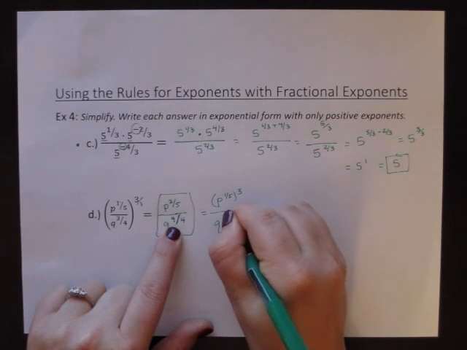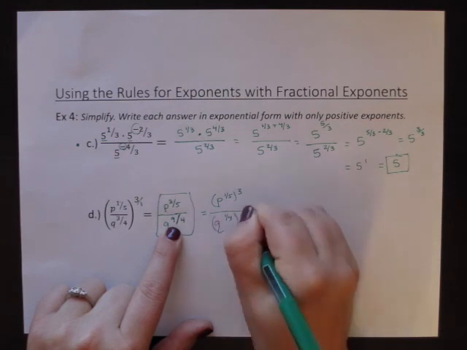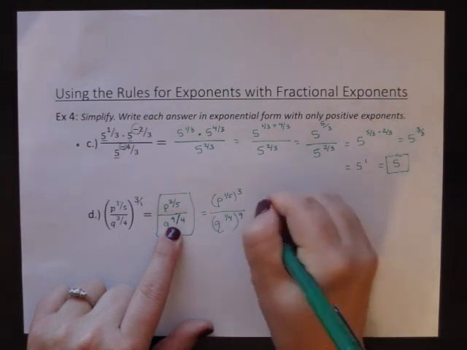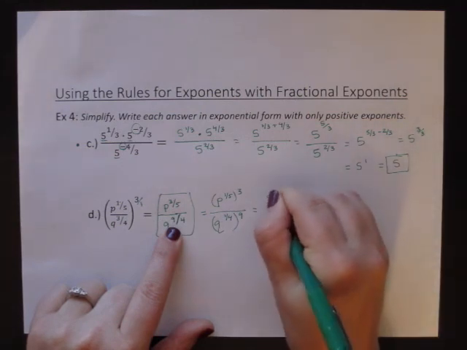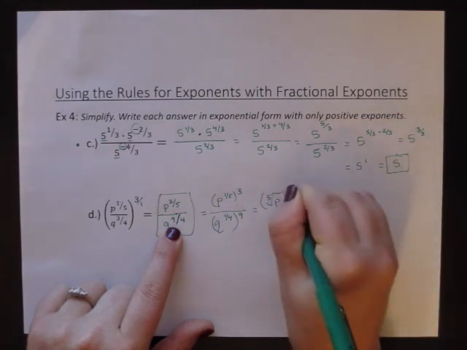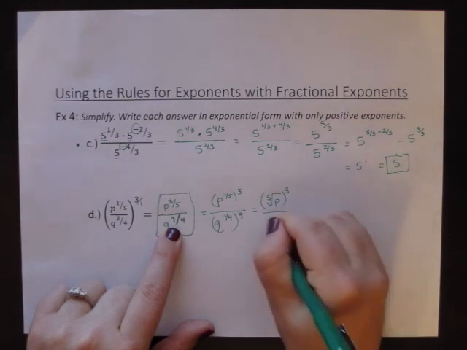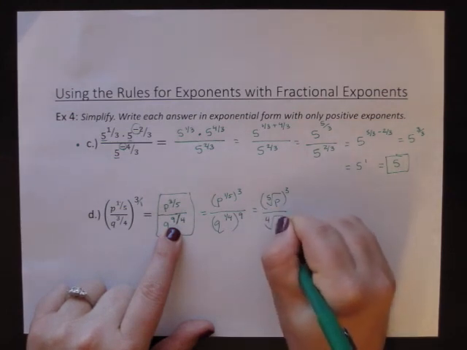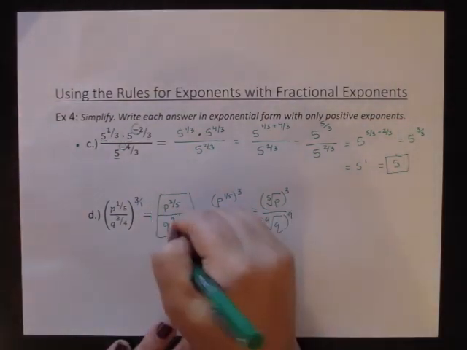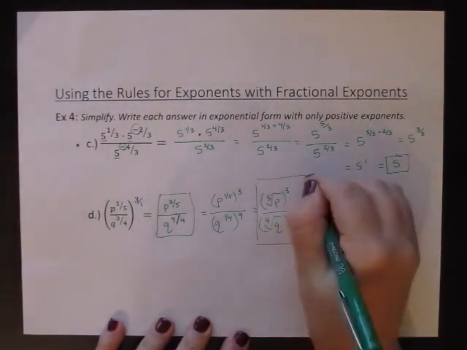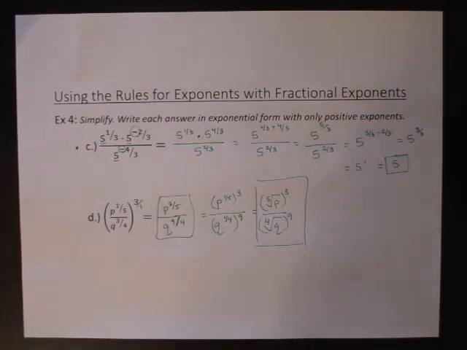Okay, so this would be 1 over 4 raised to the 9th. So then this would be the 5th root of p to the 3rd over the 4th root of q to the 9th. I am totally fine with you leaving it right here. If you want to take it further, you can do that as well.